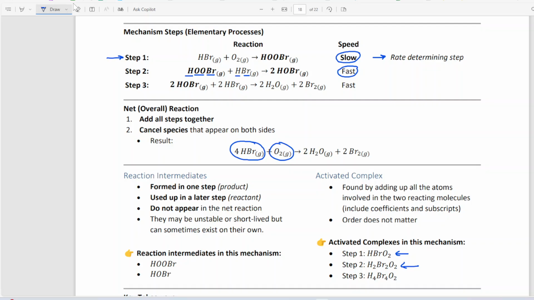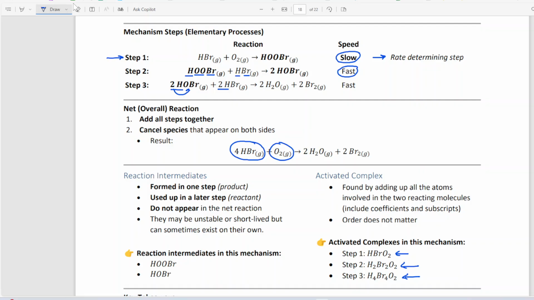It's the fact that all of these things are coming together to break bonds, form new bonds, or rearrange the atoms. So in step 3, I've added in some coefficients, and I just want to make sure you know how to include them. So you have two of these HOBrs, and so you'd have two hydrogens and another two hydrogens to make H4. You'd have two bromines plus another two bromines to make Br4, and then you have two oxygens, which would make an O2. So those are my 3 activated complexes for this 3-step reaction mechanism.